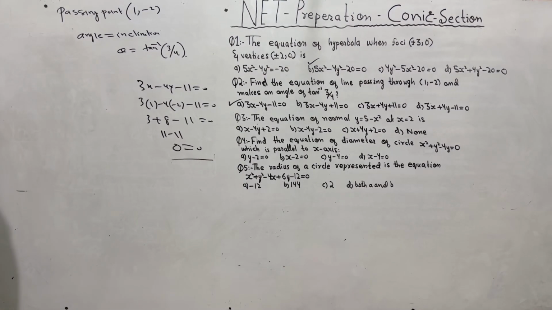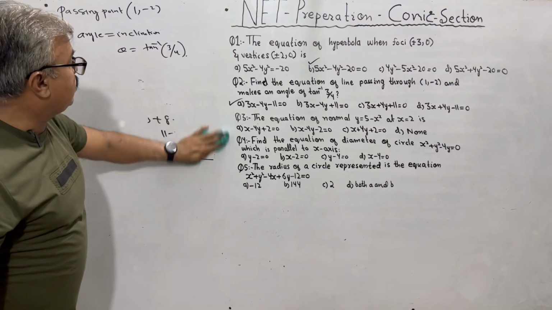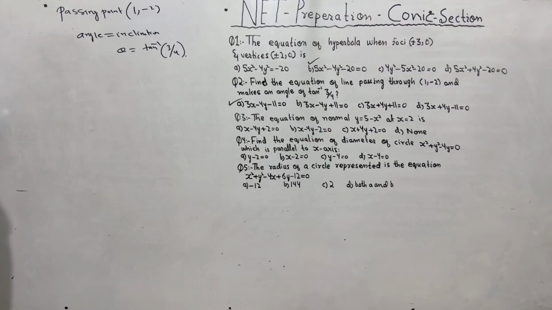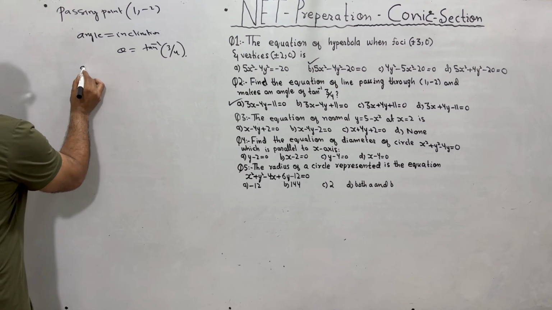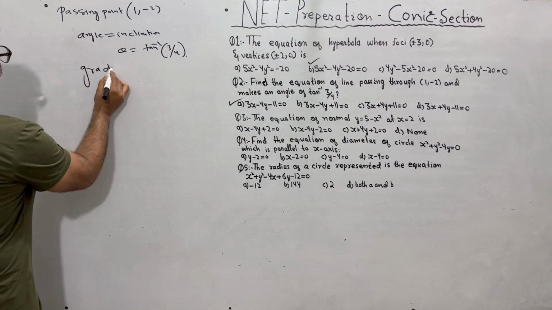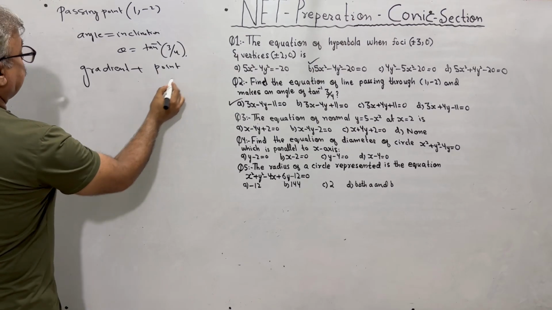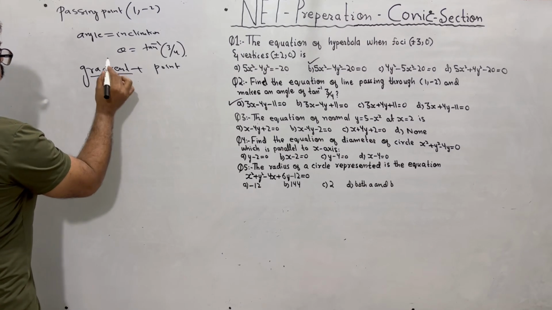But you should have the ability to solve this question using the orthodox method. To write the equation of a straight line, you need a point and a slope. You need a gradient and a point. A gradient plus a single point is enough to write the equation of a straight line. Gradient is also known as slope.